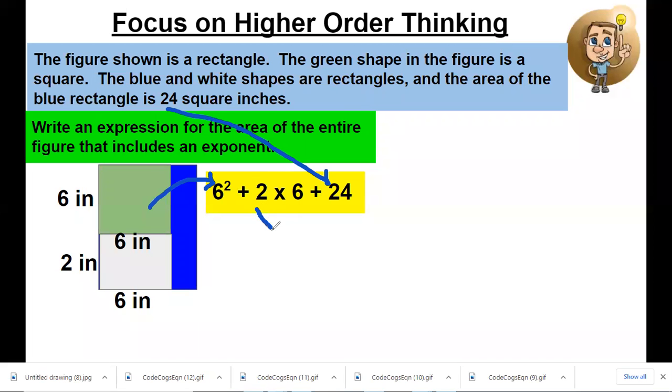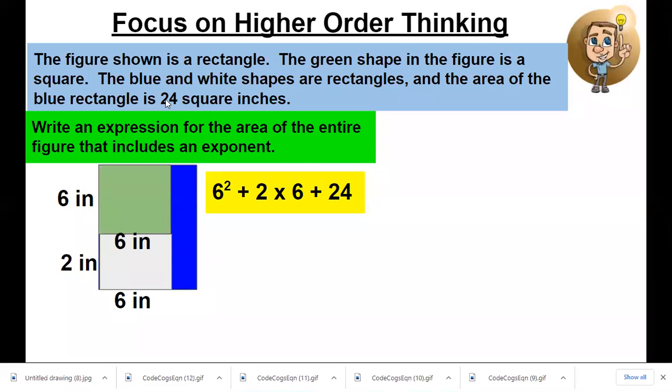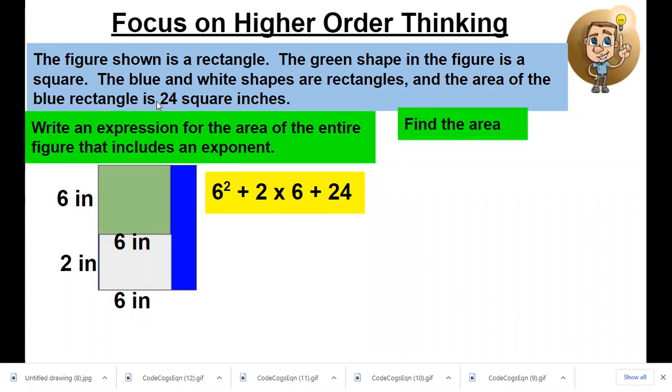So this is the area of the white rectangle. This is the area of the green rectangle. And this is the area of the blue rectangle. And we wrote an expression. Okie dokie. Now the next step is to solve our expression and find the area of the whole figure.